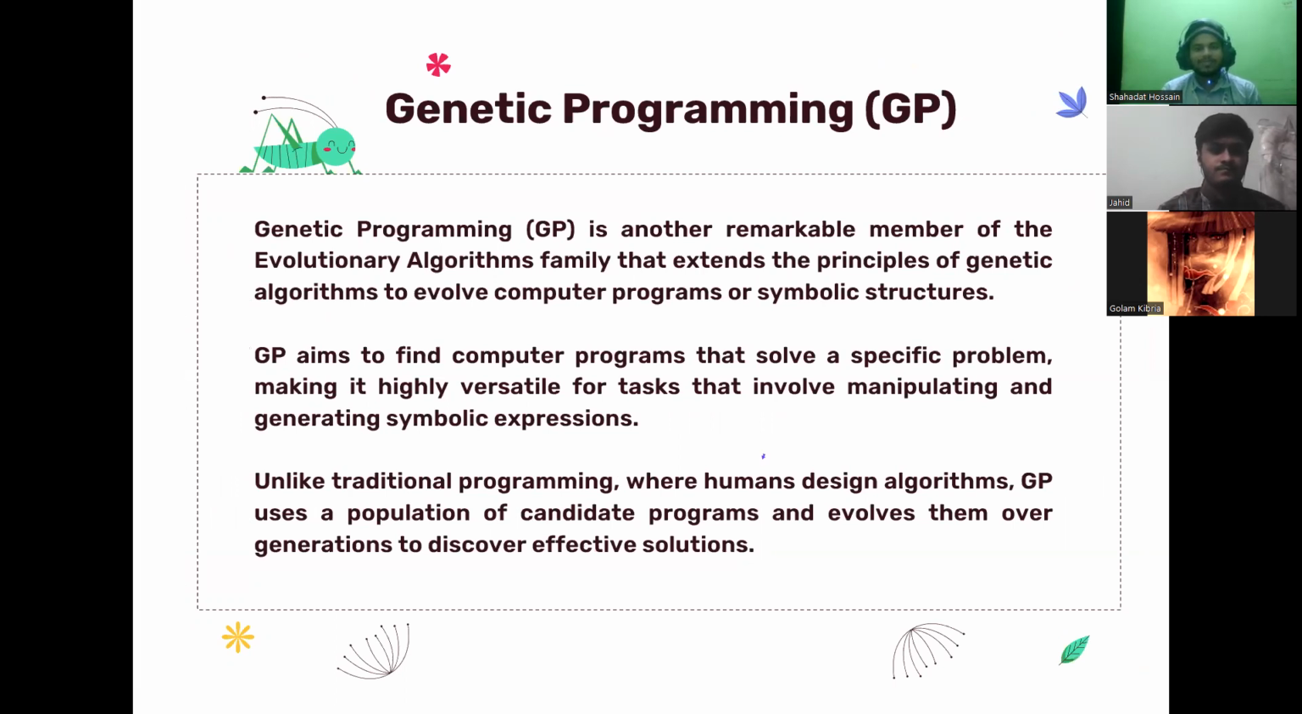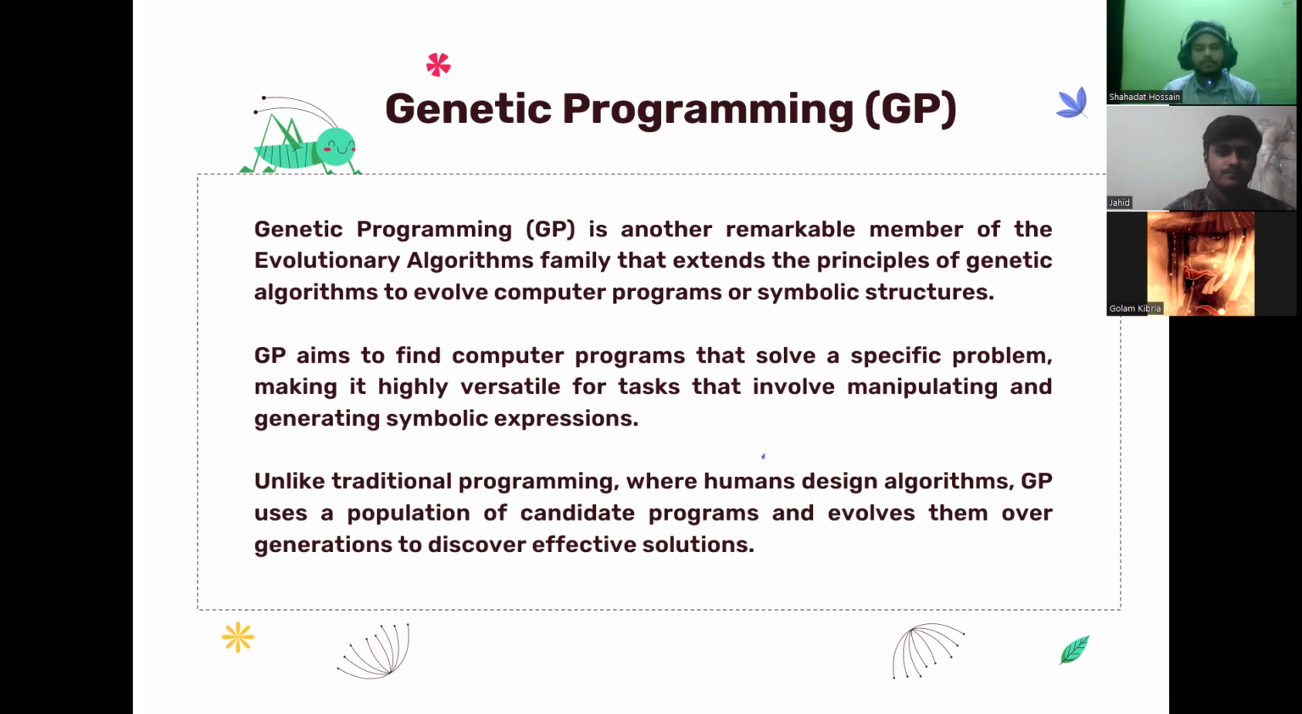Now, genetic programming is a very classic application of evolutionary algorithms. Genetic programming is a remarkable member of the evolutionary algorithms family that extends the principles of genetic algorithms to evolve computer programs or symbolic structures. Genetic programming aims to find computer programs that solve a specific problem, making it highly versatile for tasks that involve manipulating and generating symbolic expressions.